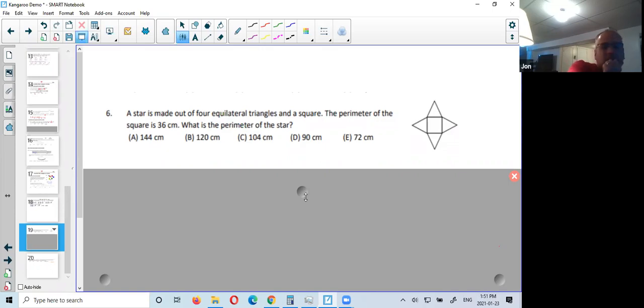Three-point question, right? You have to know all these things: equilateral triangles, a square, what perimeter means. Who can tell me what perimeter means? That's a hard question. Perimeter means... somebody? The outside of something. Yeah, around the outside.